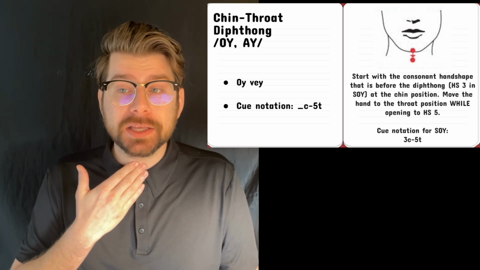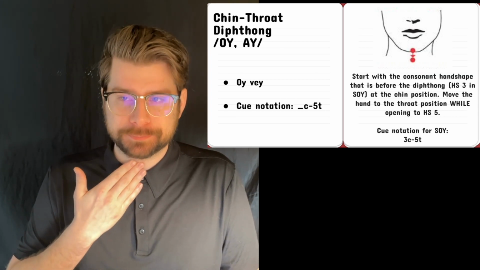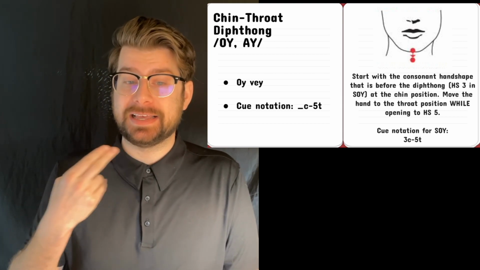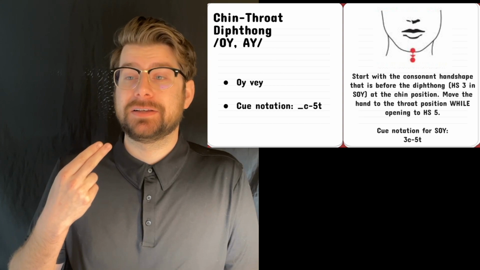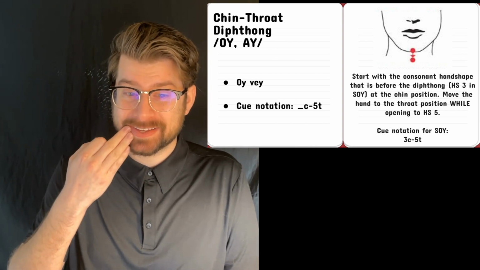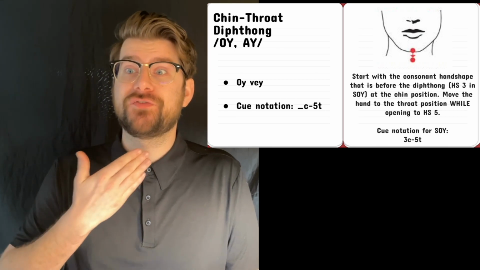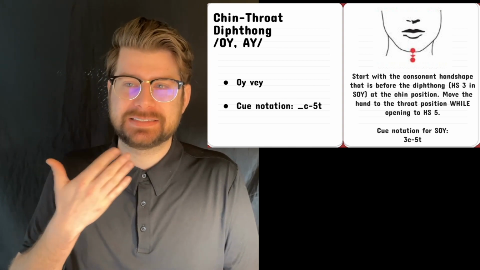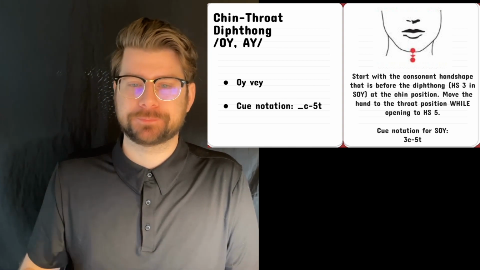Oy vey. So this Q notation is the hand shape C for chin to 5T. So that will make sense in a minute.